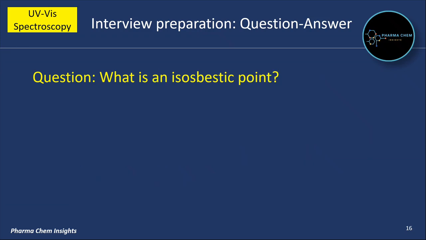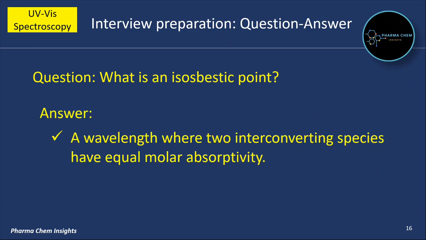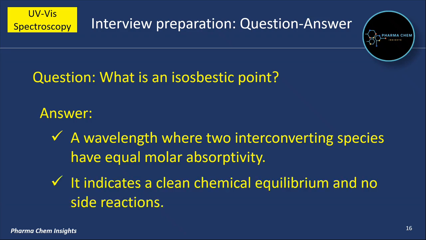Next question, what is an isosbestic point? An isosbestic point is a wavelength where two interconverting species have equal molar absorptivity. It indicates a clean chemical equilibrium and no side reactions.